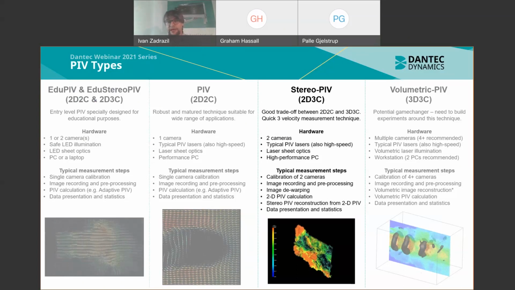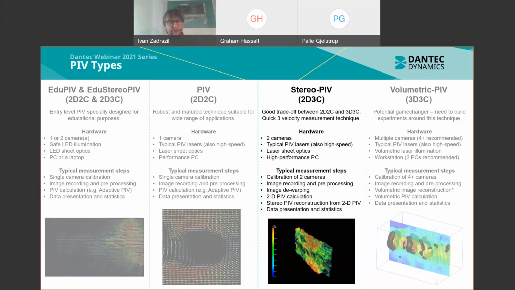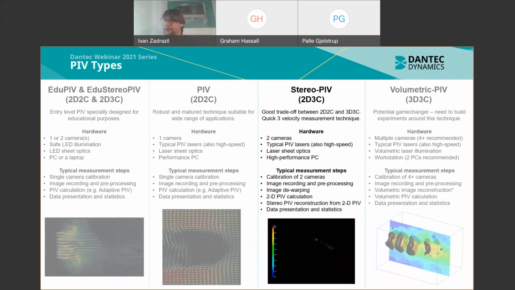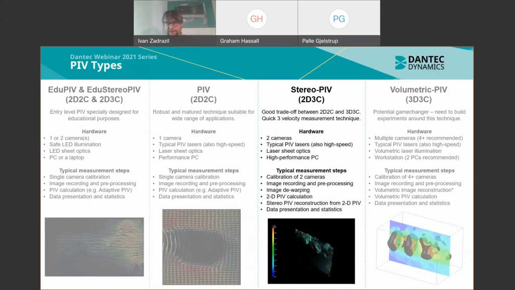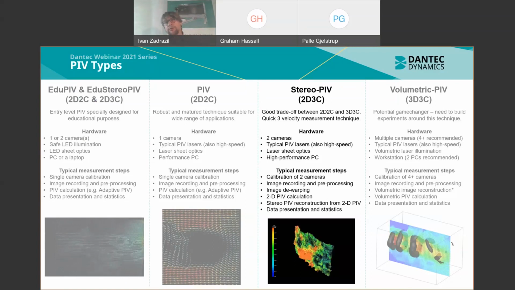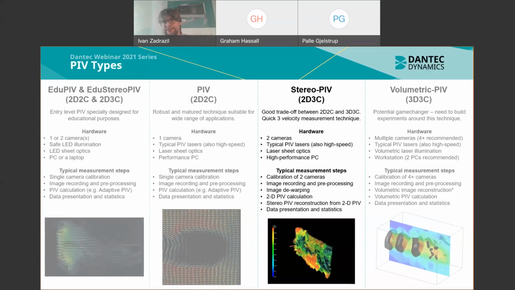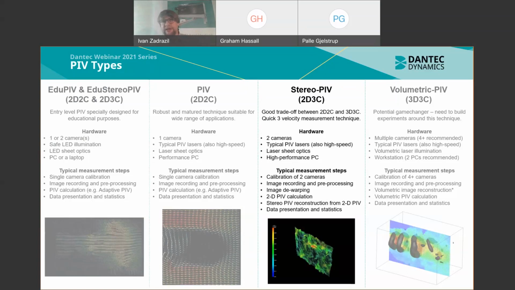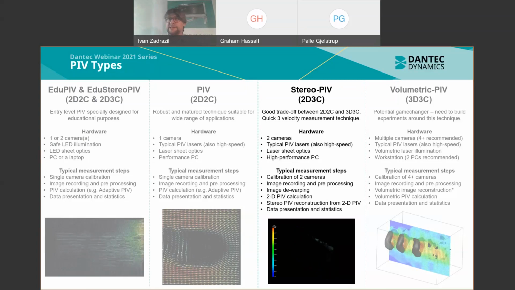Initially, we need to calibrate two cameras, which is quite different compared to single camera calibration. We record images, pre-process them, then we dewarp them because they are distorted perspectively. Then we calculate 2D PIV velocity vector maps, and then, using the calibration from the two cameras, we recombine the 2D velocity vector maps to get a 3D velocity vector map. And finally, we present the data and do some statistics.